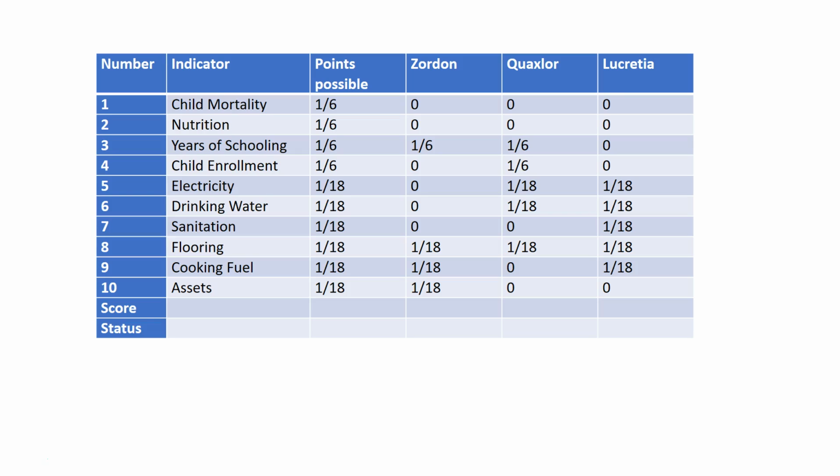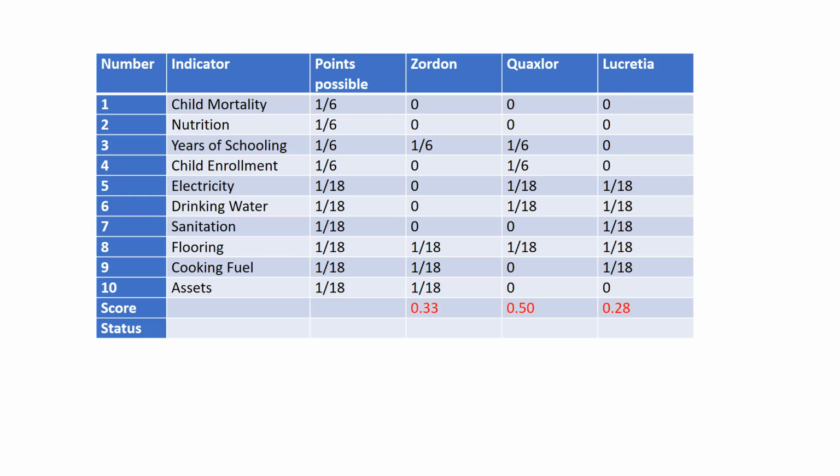Okay, so here are the different indicators, the 10 indicators. Here are the total points possible, and which ones Zordon, Quaxlor, and Lucretia checked off. Okay? So in the case of Zordon, somebody in Zordon's house did not get 5 years of schooling. Zordon doesn't have an appropriate floor. Zordon doesn't have good cooking fuel, and he doesn't have access to, by the way, 10 should be access, not assets, access to appropriate services. And a similar distribution for Quaxlor and Lucretia.